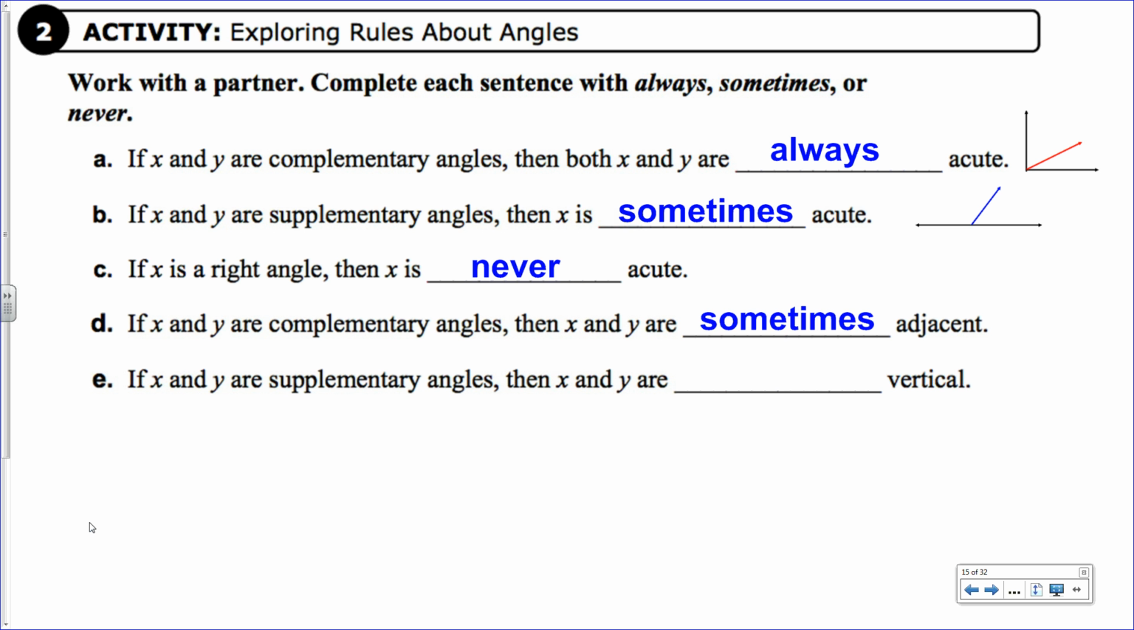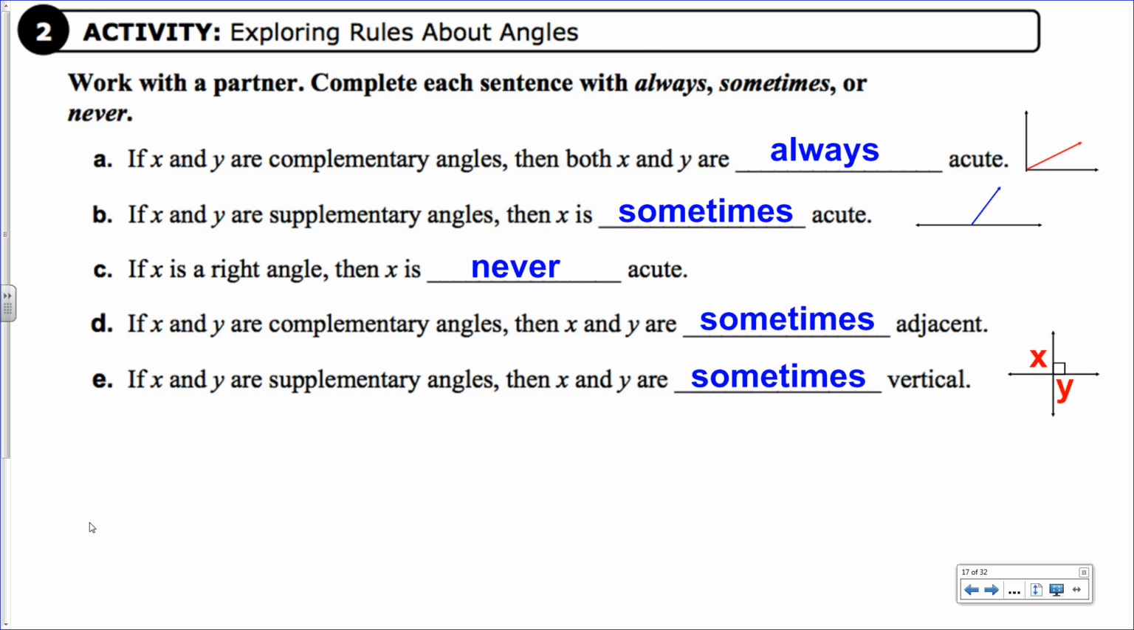And E, if X and Y are supplementary, remember supplementary is a straight line, then X and Y are sometimes, always, or never vertical. Vertical means across from each other. So here's an example, X and Y. Could they add up to 180 degrees and be right across from each other? Sometimes they could. In this picture, they could. If they're all 90-degree angles, they will. That would be the only case.